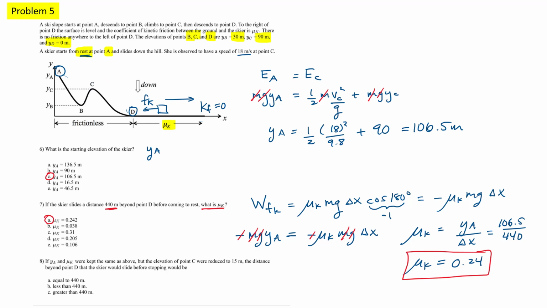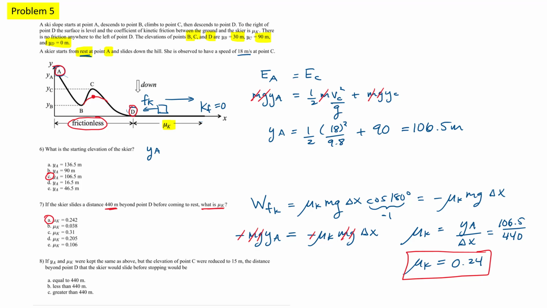So imagine here I reduce this elevation of point C by a little bit. Well, guess what? This is still frictionless right here. So it doesn't change how much energy you have at point A. It doesn't change how much energy you're going to have at the new point C, or that energy that you have at point D, because you're not losing any energy due to friction.